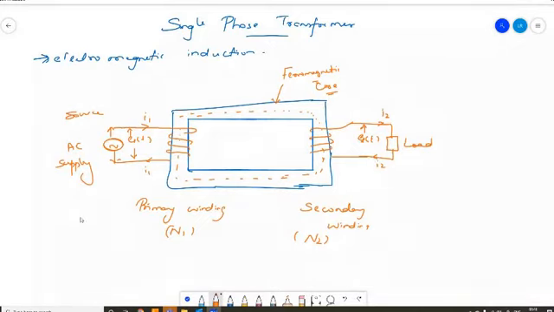So symbolically, I can represent this transformer in this way. I have a primary winding, and then I have a secondary winding, and this transformer core is represented by two parallel lines. So this is the symbolic representation of a transformer.